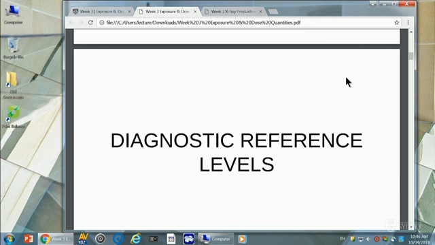So these are levels so that you can go in your hospital and say, okay, let's look at the doses I've been giving over the last month. Let's see how this now matches to this recommended level. And if you find you're consistently above it, then you should do something about it. Okay, that's how diagnostic reference levels work.